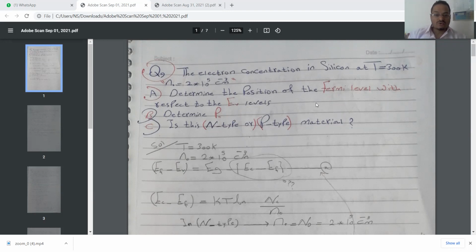Today, I will try to solve two questions in the same video. Like I said before, I depended on these two sources: Semiconductor Physics and Devices, and the second one is Solid-State Electronic Devices. Okay, these questions are selected from chapters 3 and 4. Let's start to solve these questions.